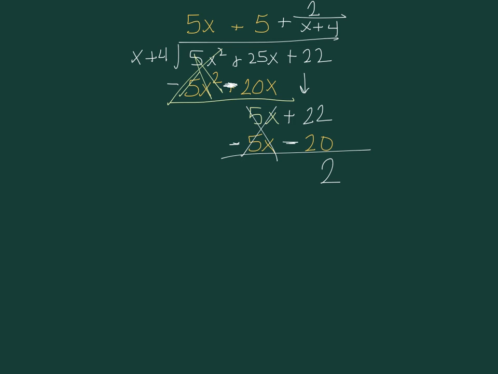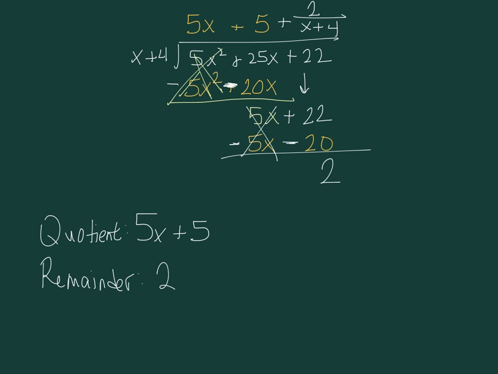So your final answer for this is going to look like 5x plus 5, and with the way that the system is going to want you to do it, this is going to be your quotient and then your remainder is going to be 2. Okay? Now, if you were to do this without the system, it would actually be 5x plus 5 plus 2 over x plus 4. And that's actually how you would write it mathematically outside of the ALEKS program.